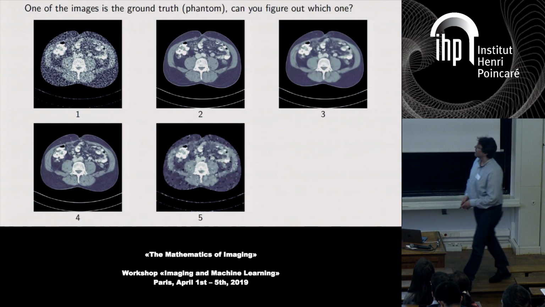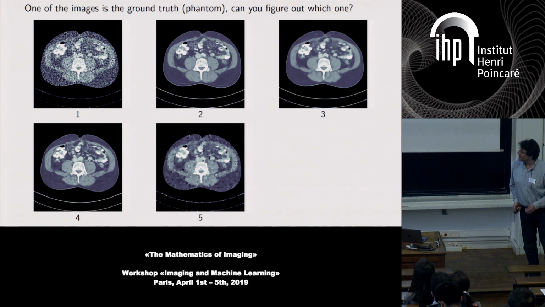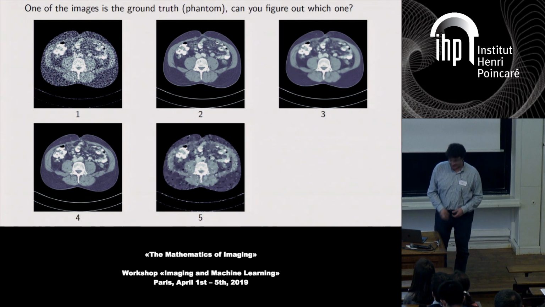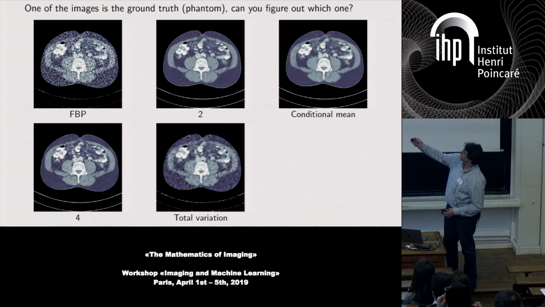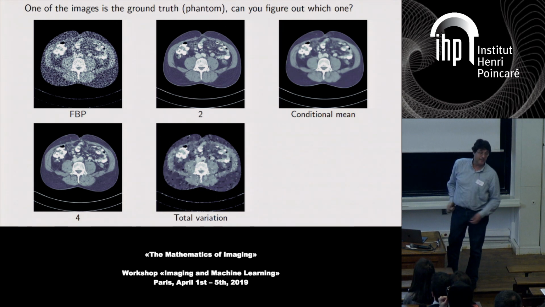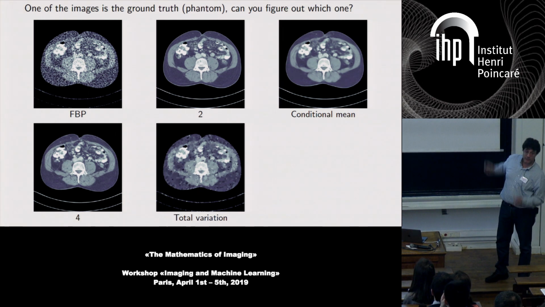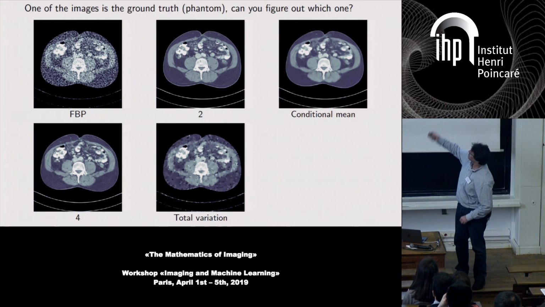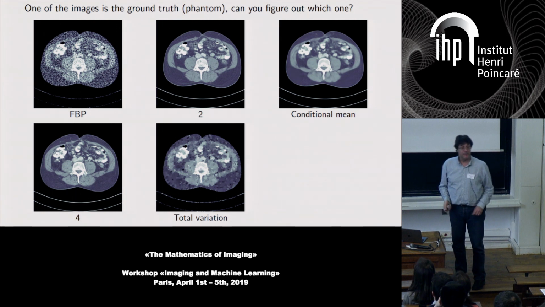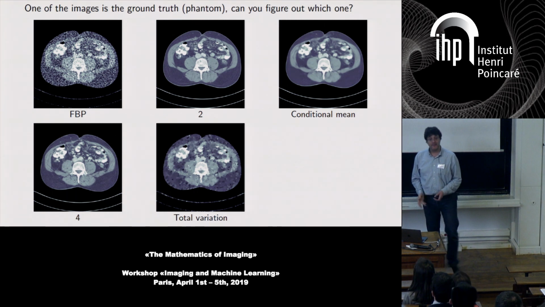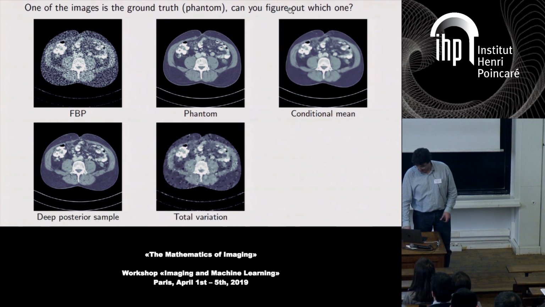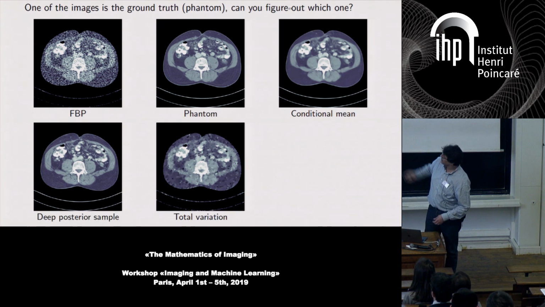So here are 5 images. One is the ground truth, the rest are reconstructions. These are easy. That's the filtered back projection. This is total variation. This is the conditional mean, or an approximation to the conditional mean, maybe I should say, to be more precise. But then we have these two. One is the ground truth, one is the phantom. And it's not so easy to distinguish them, right? The doctors need about 20 seconds or so, on a better screen than the beamer up here, and then they can see that this is the phantom and this is the one sample.